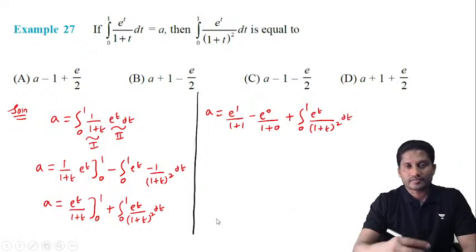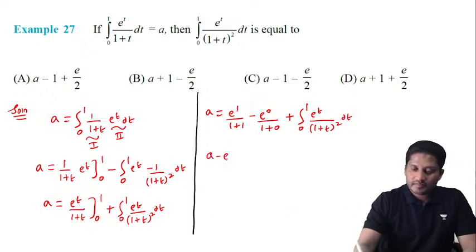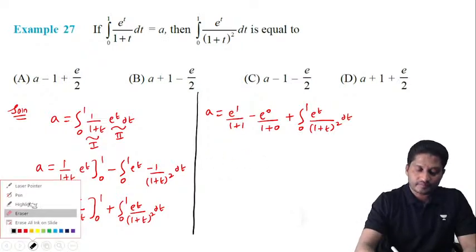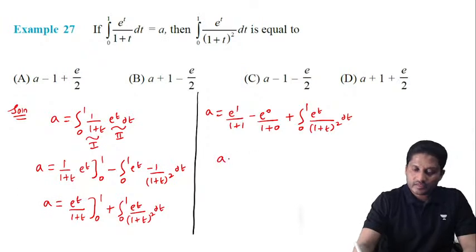Alright, if you shift on the left side, a minus e by 2, e power 0 is 1, 1 divided by 1 divided by, this should be equal to 1 only. Shift on the left side, it will be plus 1. That is, you get a is equal to e by 2. This is minus 1 plus integral 0 to 1 e power t upon 1 plus t the whole square dt.